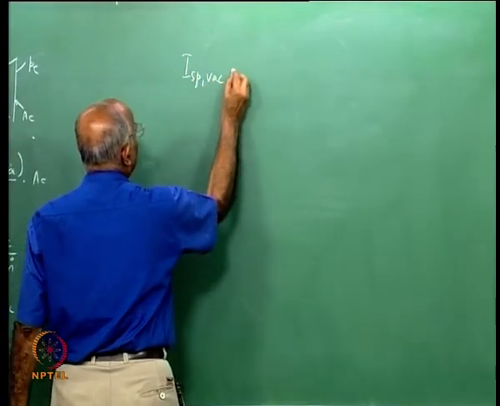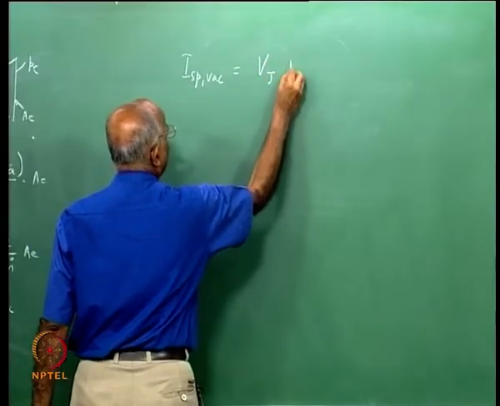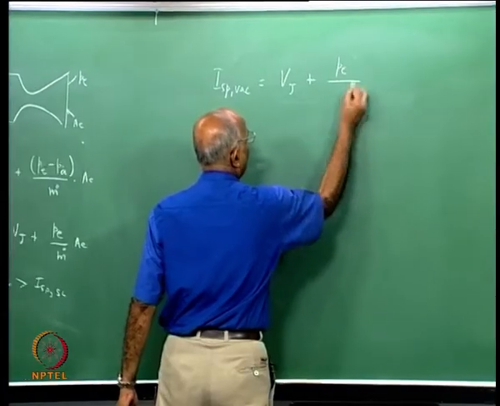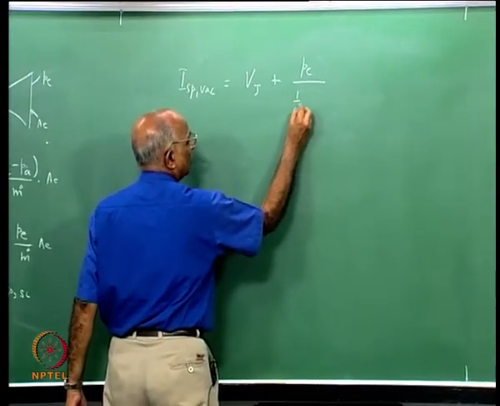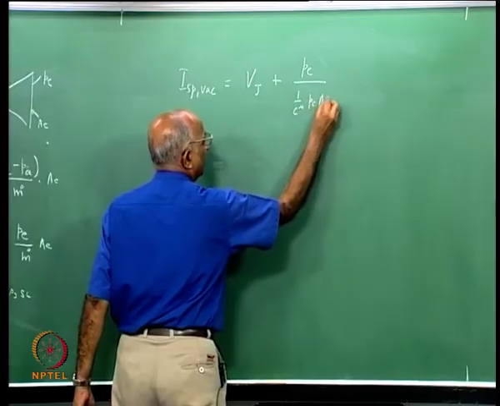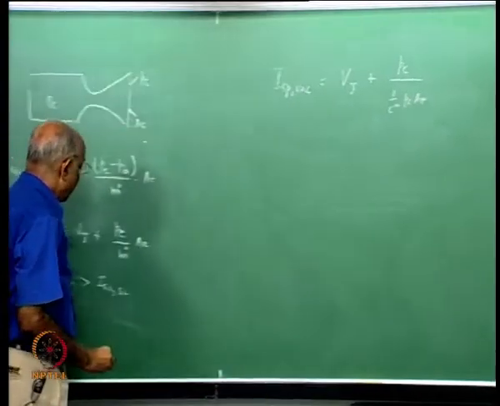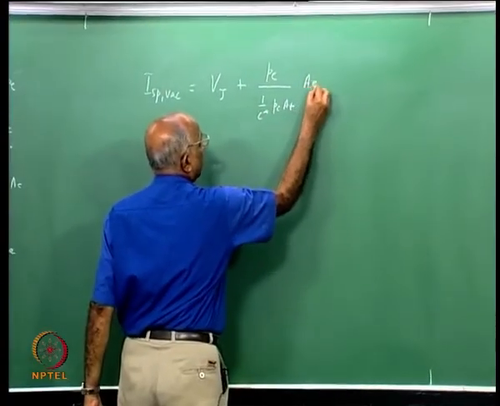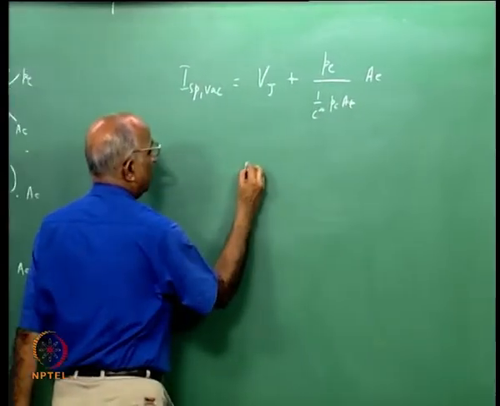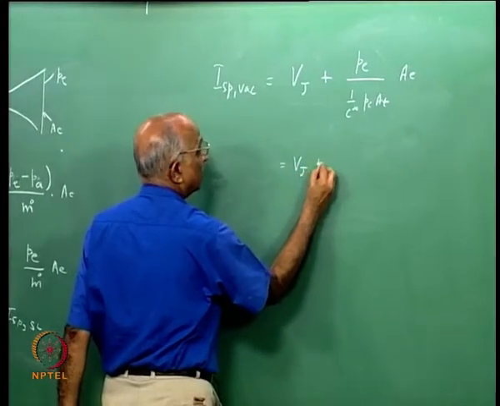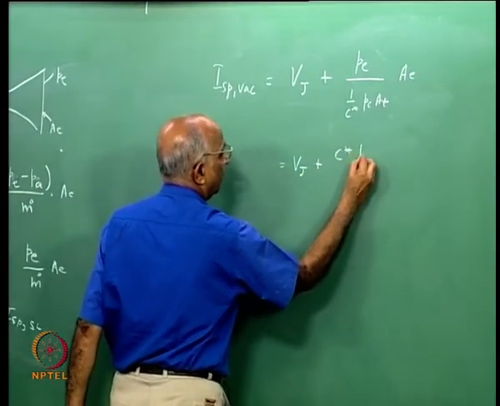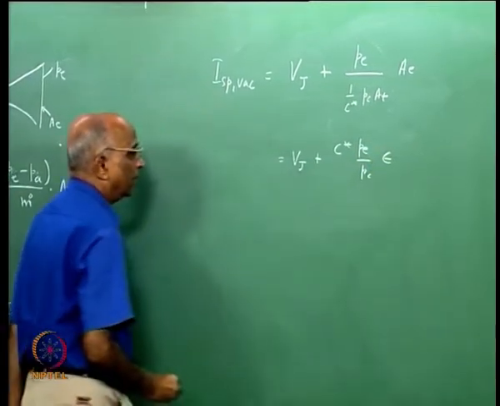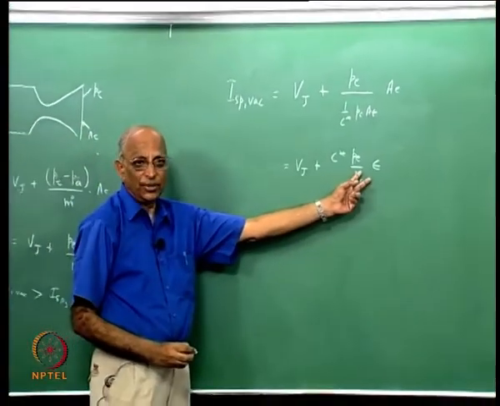is equal to Vj plus Pe, and what is the value of m dot? M dot is equal to 1 over C star into PC AT, that is in terms of C star, and I have the value of AE here. AE by AT is the nozzle area ratio, which is equal to Vj plus C star into PE by PC into the nozzle area ratio over here.